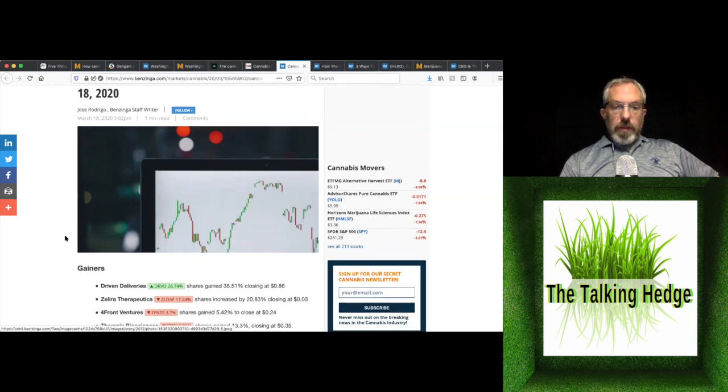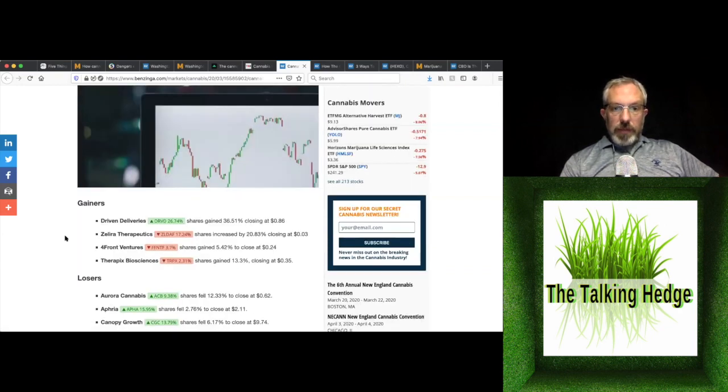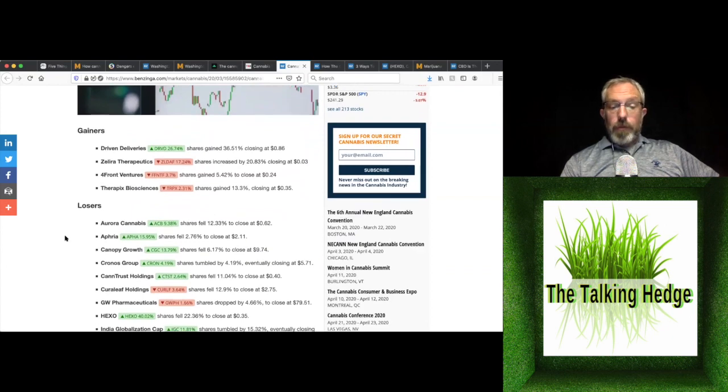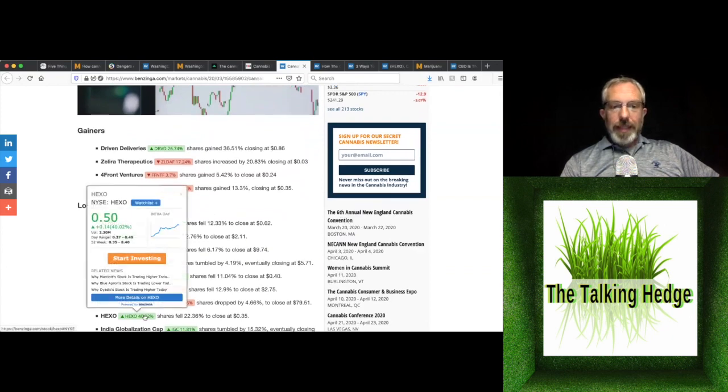Starting with some of yesterday's gainers, looking at Driven Deliveries, they were up 26%. Hexo was up 40%, but before you get too excited, that's a 14 cent gain. So they're trading at 50 cents. I'm not really sure if that's something to get excited about, but if you're into gambling, since some of the Vegas casinos are closed, this presents a decent opportunity.